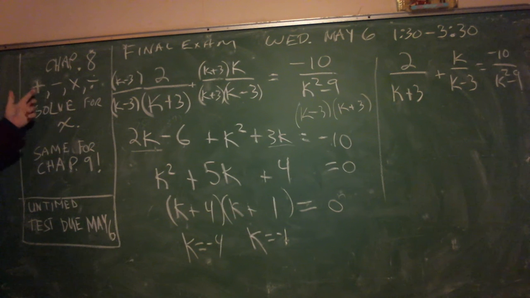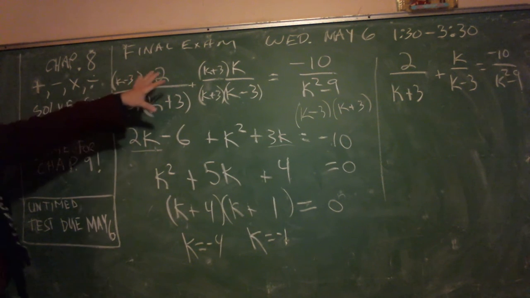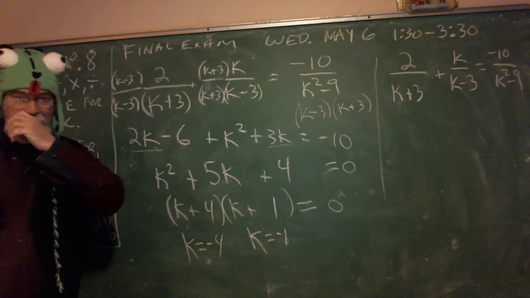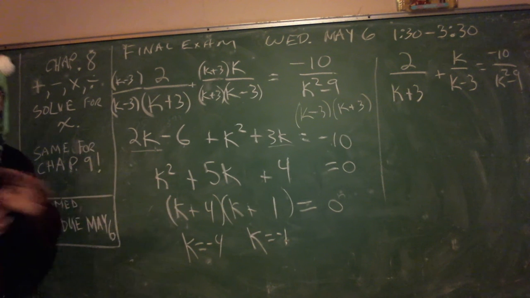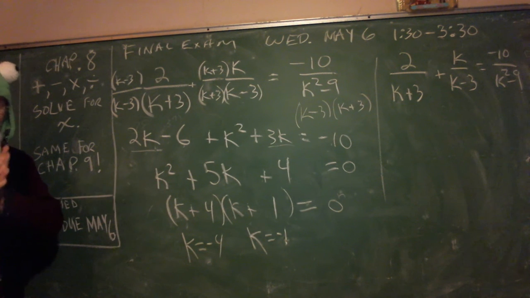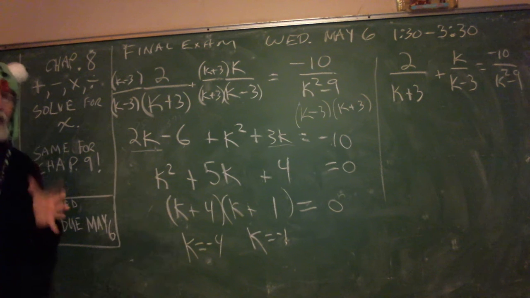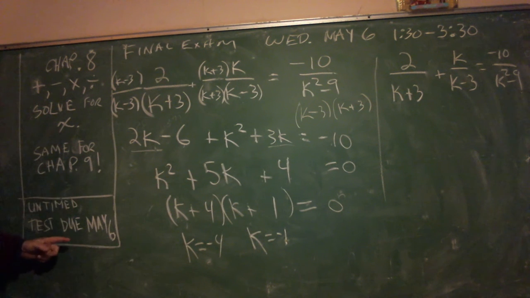Chapter 8, you've got to be able to add, subtract, multiply, and divide, and solve for x with these fraction-like things. I'm going to do one more of those. Chapter 9, add, subtract, multiply, and divide with square root things, which I'll do a few of in a minute. So that's it. You might even already know how to do a lot of this stuff. So don't pretend you're done though, because I'm going to give you a test.